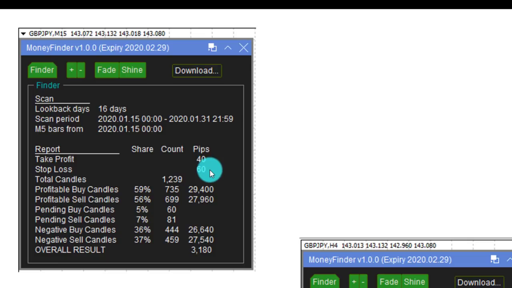So what this also says is that the entry is of less importance. It's more important that you get the stop loss and take profit ratio right. So that ratio there resulted in a 3,000 pip gain over 16 days. And if you fooled around with those numbers there, you could get it a lot higher. I haven't really done that yet.